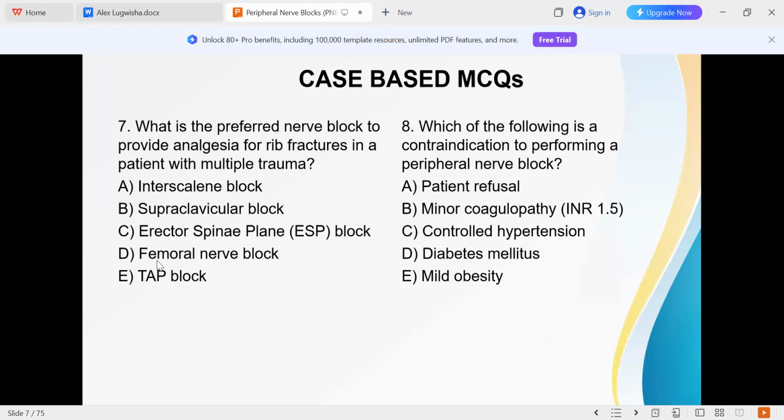Patient refusal, coagulopathy with INR 1.5, controlled hypertension, diabetes mellitus, mild obesity. A, patient refusal. Patient refusal, correct.